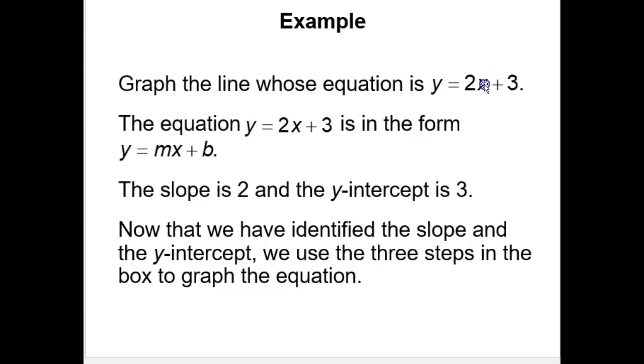So this is nice. My line is already in slope-intercept form, and that will make things easier. Y is already isolated. The equation y equals 2x plus 3 is in this form. So I know the slope, and I know the y-intercept. I start with the y-intercept. So I know m equals 2 and b equals 3. And they've written that out in words here. So I can use 3 steps to graph this equation.